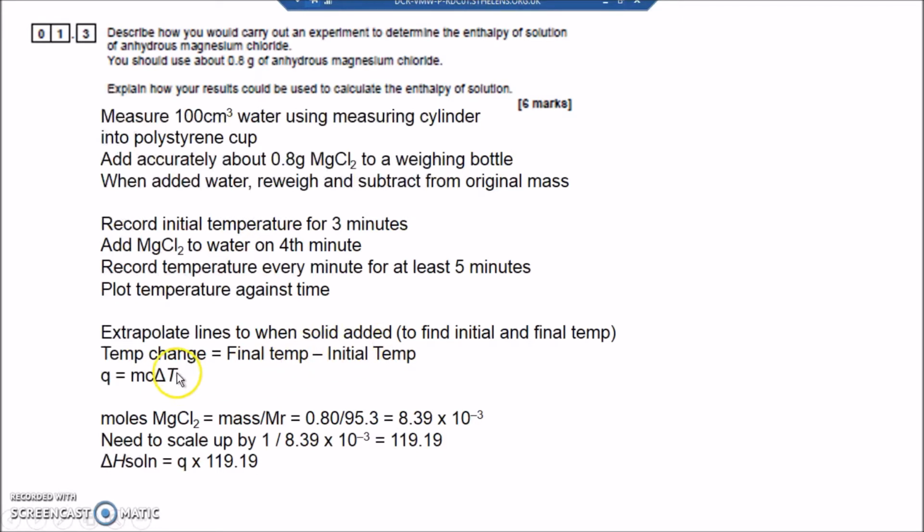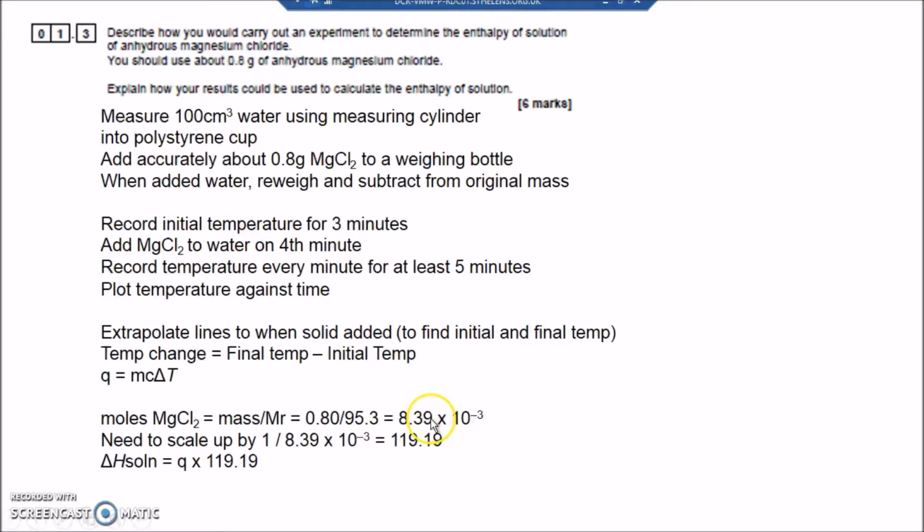When you've got the temperature change here, you've got the enthalpy change, you've got the mass, which is 100 centimeters cubed. Assuming that water is 1 gram per centimeter cubed, that's its density, that's 100 grams, and therefore you can work out Q. Then to work out delta H, you've got to work out how much of this you've got in terms of moles. So you take the mass that you've added divided by the MR, and we could even work out the MR of magnesium chloride at 95.3.